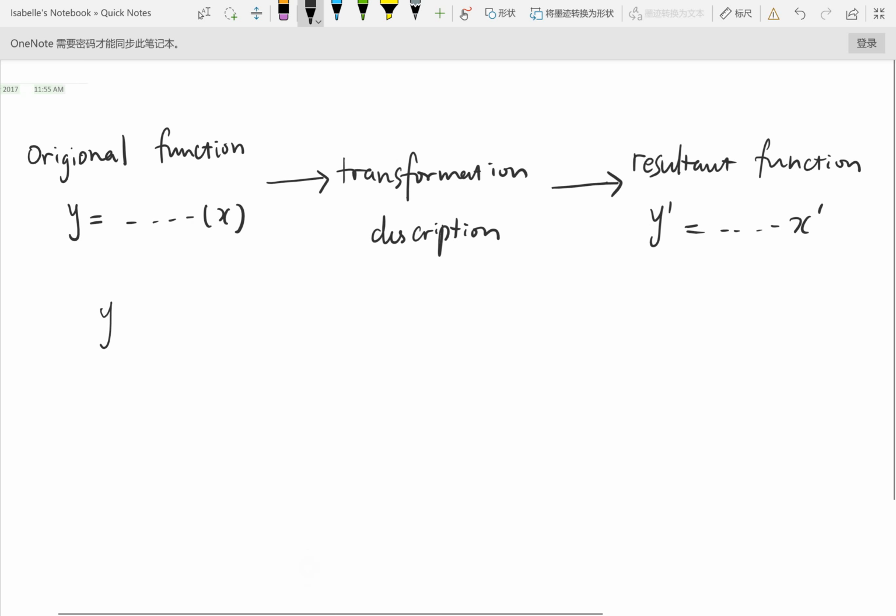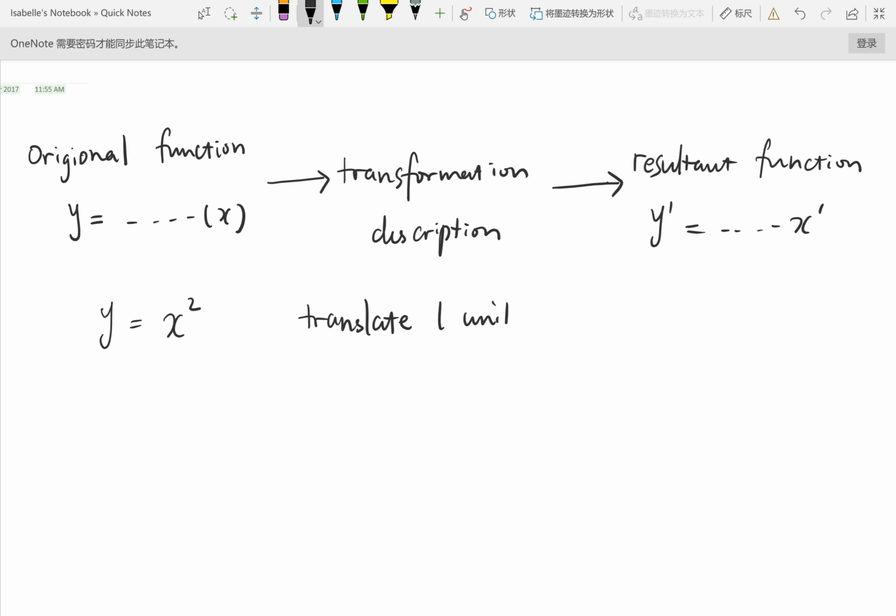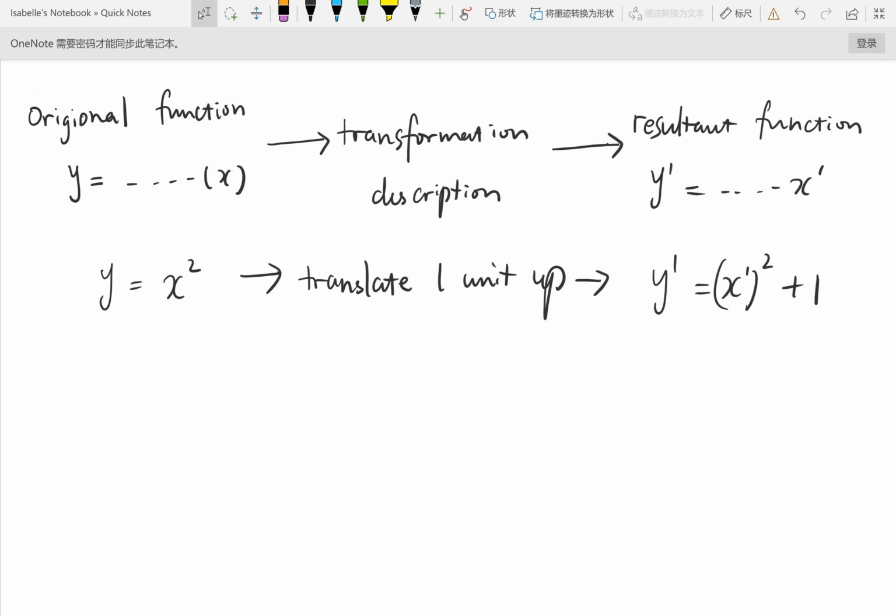So for example, we have y equals x squared. That's my original. And then say translate 1 unit up. That's the instruction. I tell you what's happening. So what does the graph look like? It must be x squared plus 1, right? That's the new graph. So I'll say that's y dash equals x dash squared plus 1. To distinguish between the new one and old one, we use the dash to say that's the result of the previous function. So that's the 3 stages we will have for a transformation question.